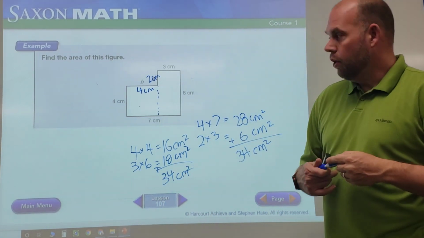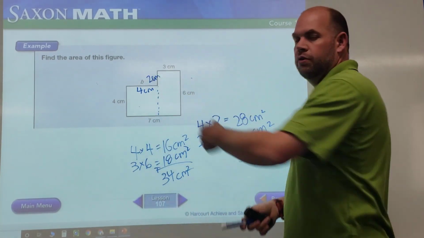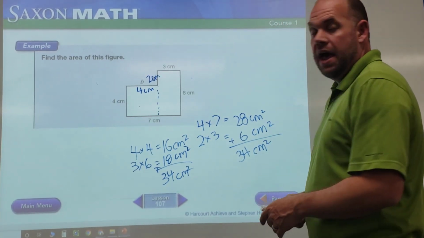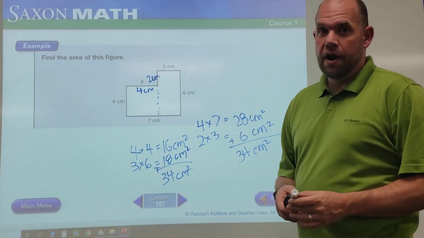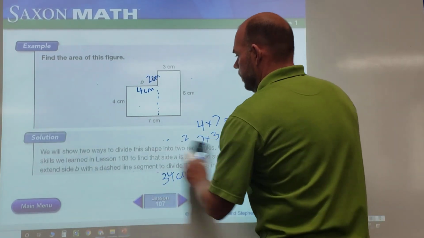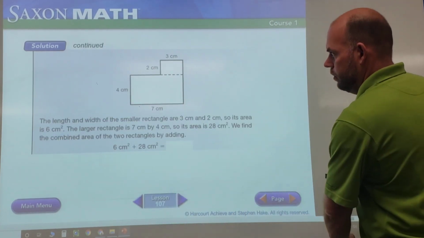Really cool, right? So with complex shapes, you really just have to solve for the unknown sides, which is relatively easy. If you need to practice it, go back to lesson 103, and then just use the formula for area, length times width, and you'll get it. All right? I'm pretty sure that's it.